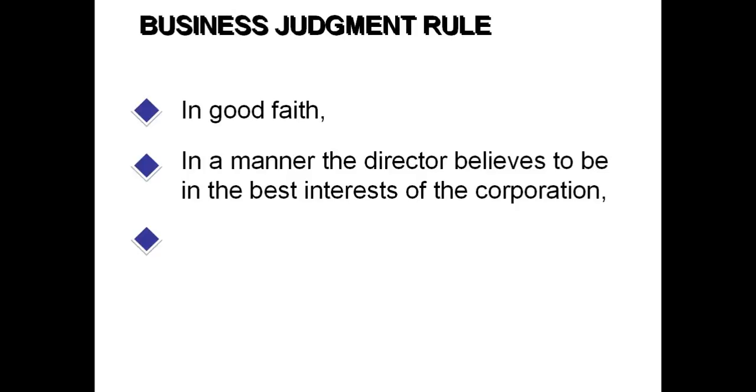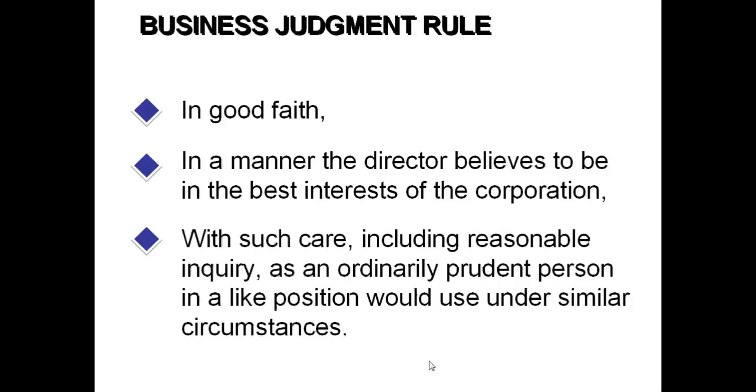And then the third one is with such care, including reasonable inquiry, as an ordinarily prudent person in a like position would do under similar circumstances. So it's the third one that gets the boards in trouble. The first two, boards are usually acting in good faith. If they're going to delay replacement of a major component, a roof or a boiler, it's usually because they want to save some money for the association, and so they're doing this in good faith and in a manner they believe to be in the best interest of the corporation.